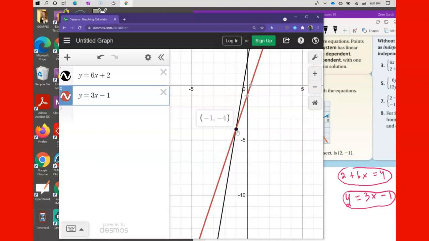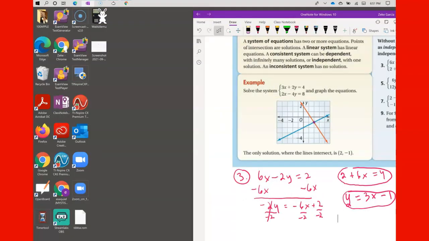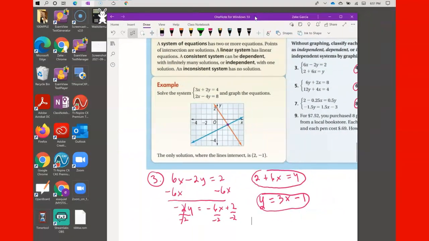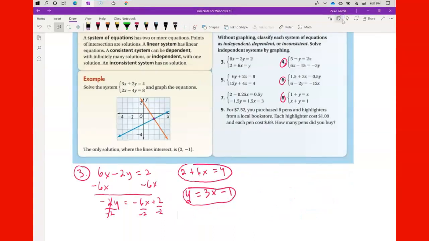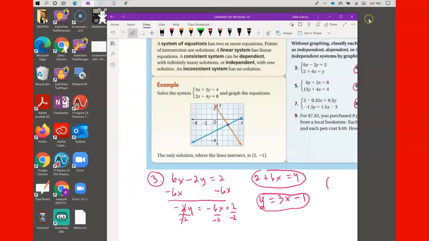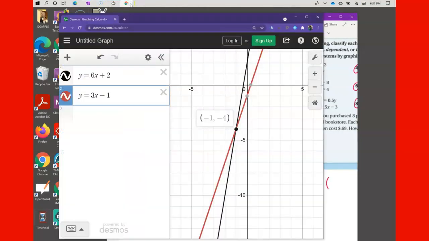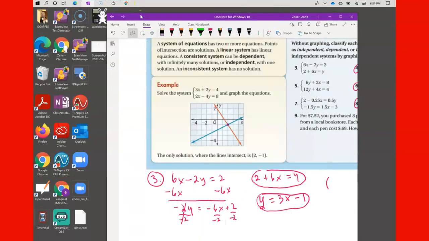The intersection is negative 1, negative 4. So let me write that down here. So the answer to number 3 is, and just to make sure I wrote it down correctly, negative 1, negative 4. So the solution is negative 1, negative 4.